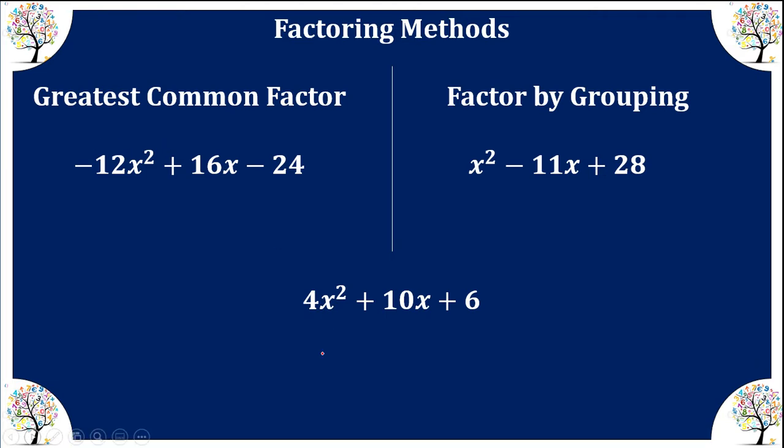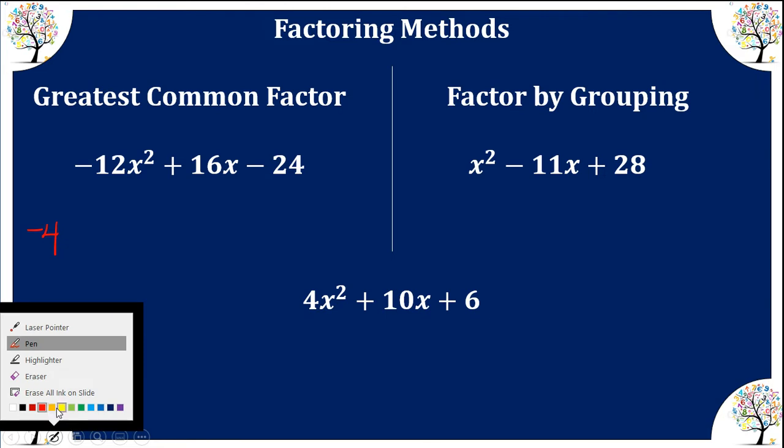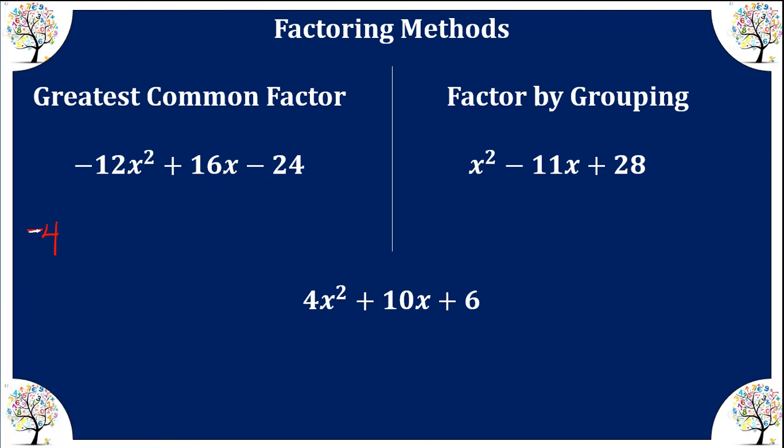Also, if the leading coefficient is negative, like we have in this first example, we must factor out the negative. So let's ask ourselves, what can divide into all three terms? What's the largest factor of all three terms? And I can see that -4 can divide into each of those. So -4 is the GCF. Let's change this so we can see it. So -4 is one factor.